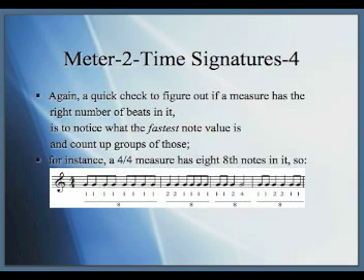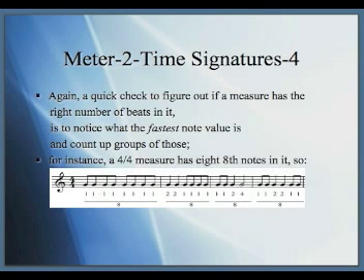In most music theory classes, including this one, you will be asked to look at a measure and figure out if it has the right number of beats in it. Again, a quick check to figure out if a measure has the right number of beats in it is to notice what the fastest note value is and then count up groups of those. For instance, we know that in a 4-4 measure, we have 8 eighth notes. So if eighth note is the fastest division present, then you just add up groups.